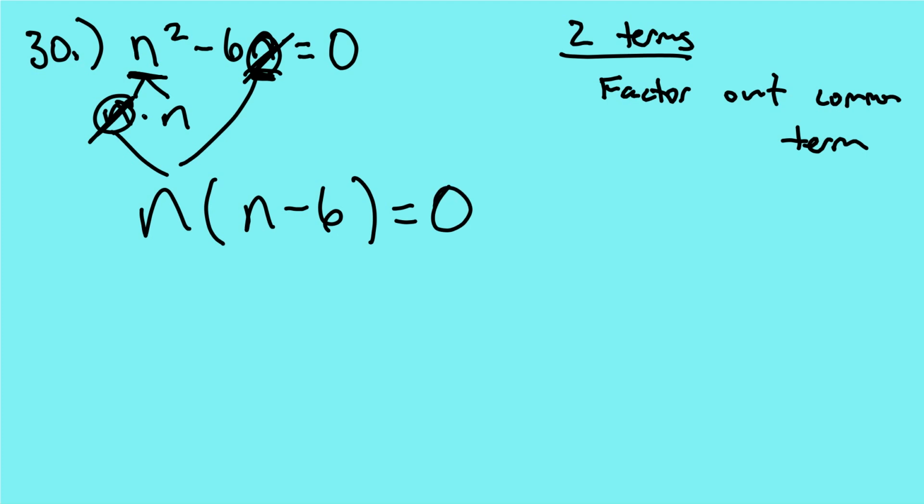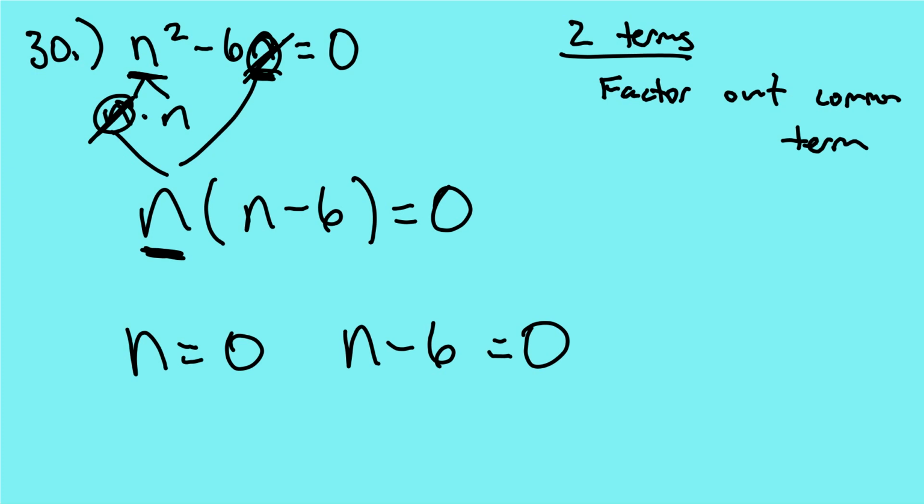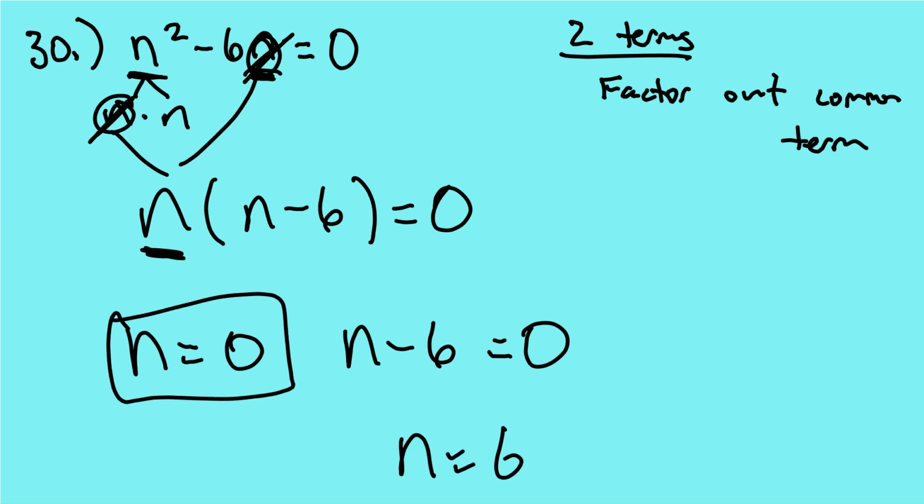Now, it's already equal to 0, so I set each factor or parentheses. This is a factor because it's something times something. So I say n equals 0 as my first answer, and n minus 6 equals 0 as my second answer. Now, the first one's already solved. I have to add 6 to both sides, so my second answer is n equals 6. And that's it. I'm done.